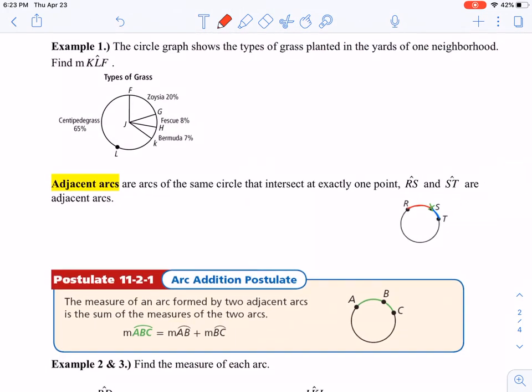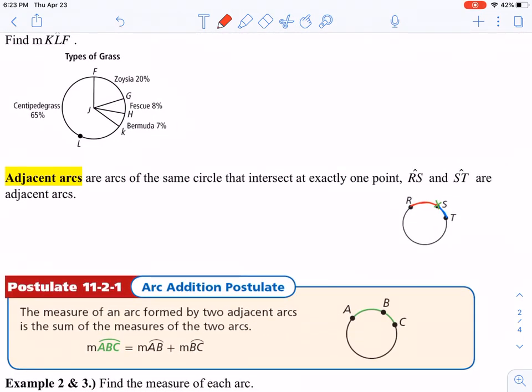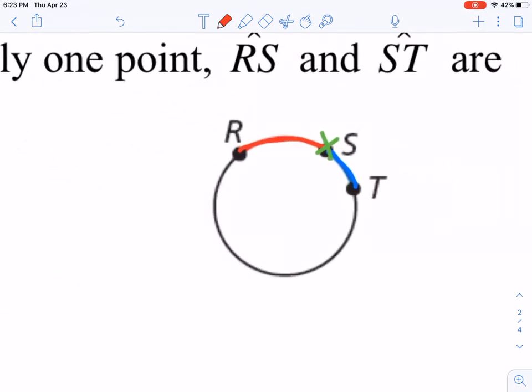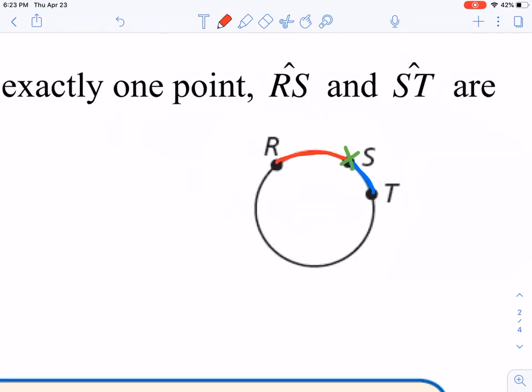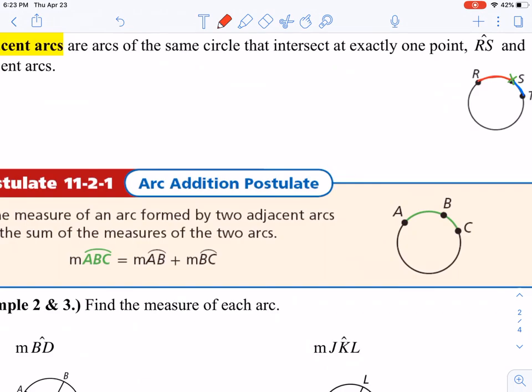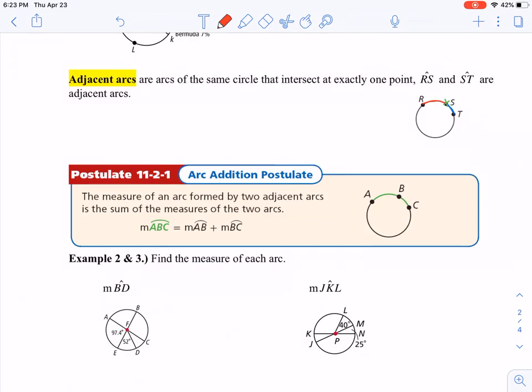Okay, moving on. This is pretty self-explanatory. Adjacent arcs are arcs on the same circle that intersect at exactly 1 point. So you can see that these two arcs, arc RS and arc ST, intersect at that shared point, point S, and that makes RS and ST adjacent arcs. Calculating the measure of adjacent arcs would simply be to add the two arcs together. And that's called the arc addition postulate right here.